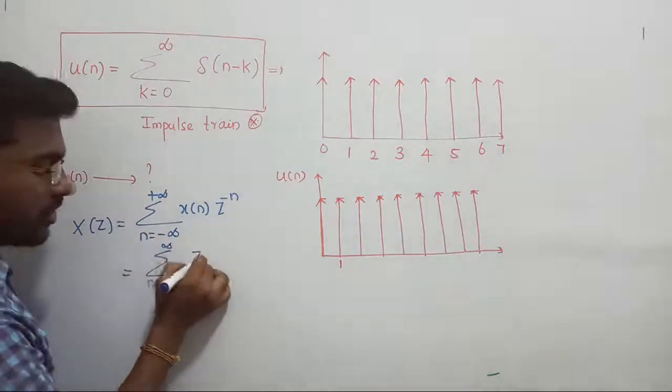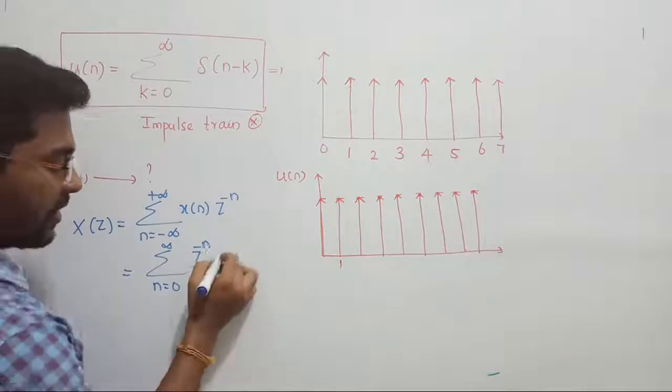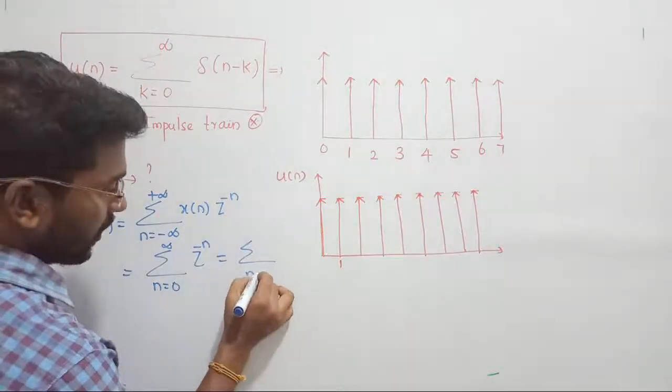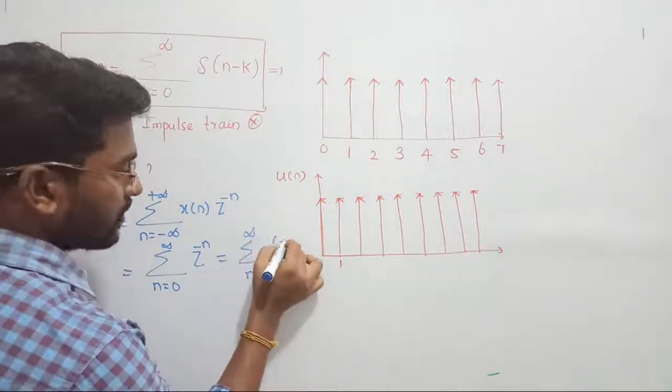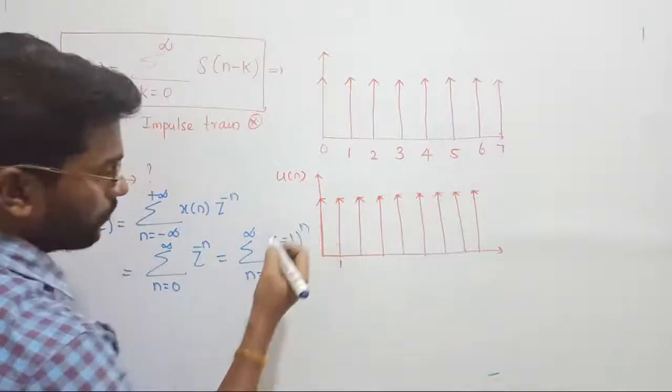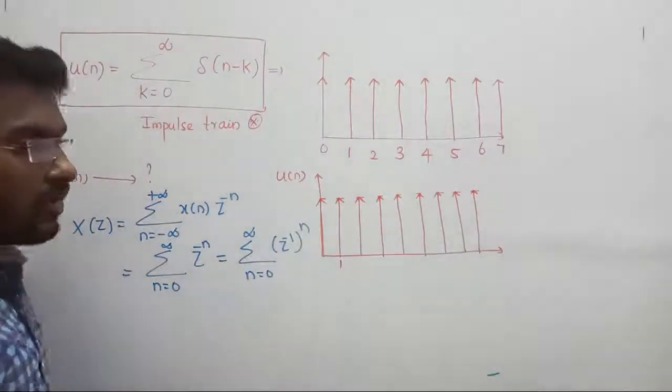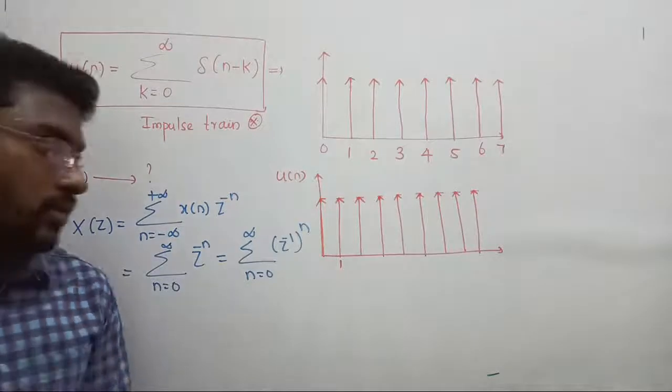In the rest of the z-plane, that will be 0. Can I write it like this? Yes. This function can be written as the summation from n equal to 0 to infinity of z power minus 1, whole power n. Now, yesterday we have seen the series expansion formula, right?